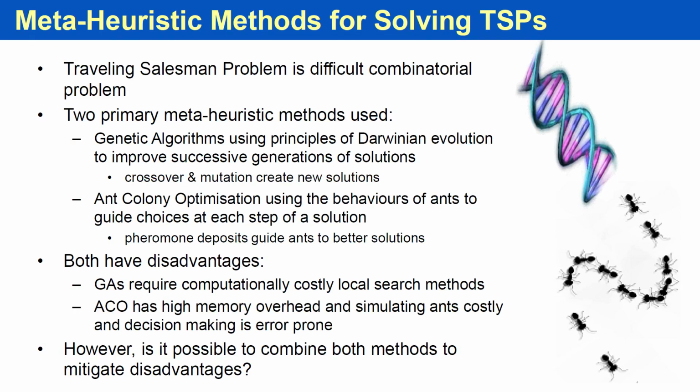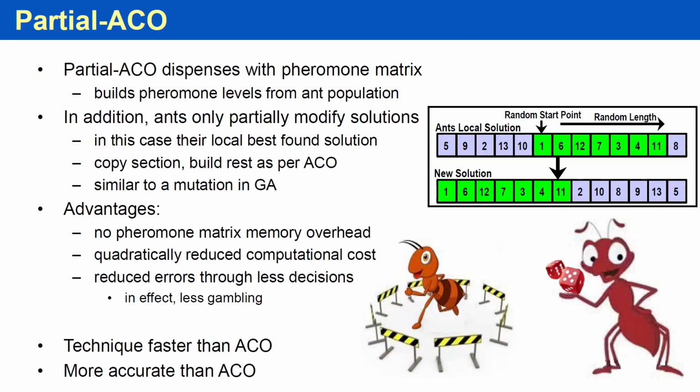A new novel version of ACO called Partial-ACO could be used to achieve this. It dispenses with a pheromone matrix, and so it builds pheromone levels on edges from the current ant population, so ants can use those when making decisions. And in addition, they only partially modify their locally best found solutions. They do this by copying a section, a random amount to retain, and then they build the rest as you would normally find in ACO.